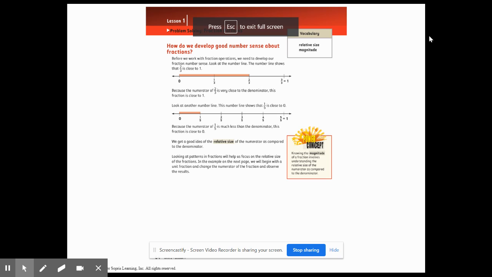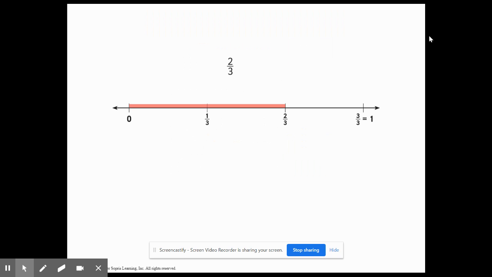Next, we're going to be moving on to our problem-solving portion of our lesson, where we're going to talk about developing good number sense about fractions. Before we work with fraction operations, we need to develop our fraction number sense. Look at the number line. The number line shows that 2/3 is close to 1. We can also see the fraction is close to 1 because the numerator is very close to the denominator.